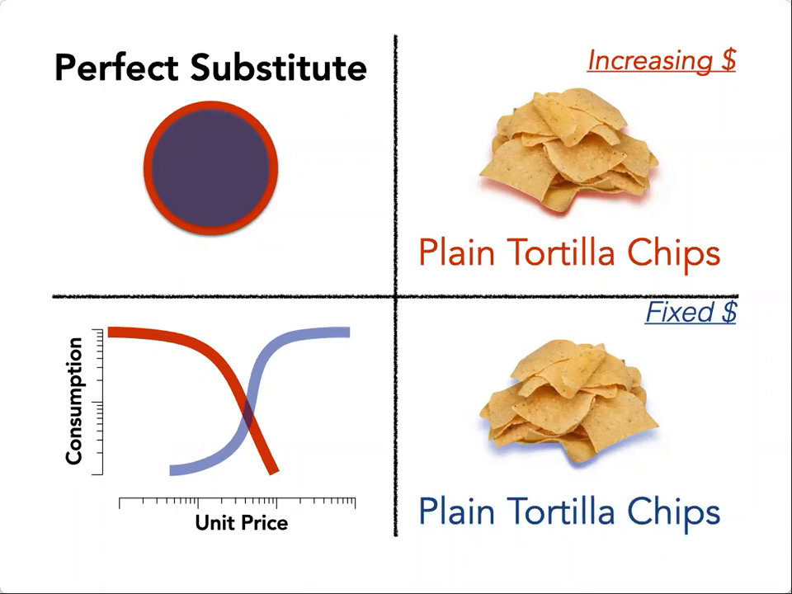And usually what you'll see is people have a budget of how much they're willing to spend on something. And so they're basically just optimizing their budget in terms of how many plain tortilla chips they can purchase.